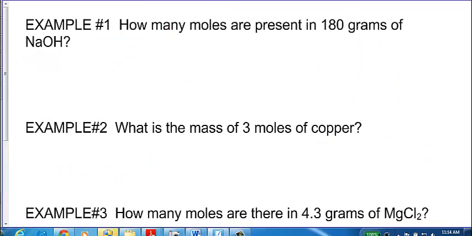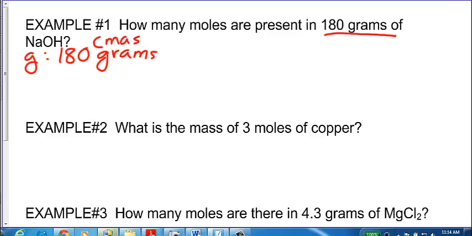So example number 1, how many moles are present in 180 grams of NaOH? So they are giving us, find the number, underline it, 180 grams. Grams is the unit of mass. We know that. They are asking us how many moles. So in this problem, are you going from moles or toward moles? What's your guess? Hopefully you said toward moles. You're trying to find moles.